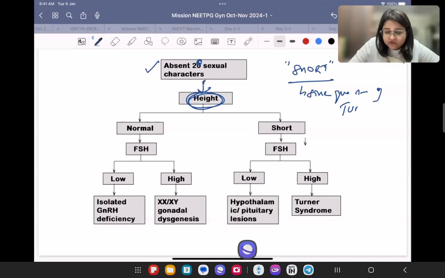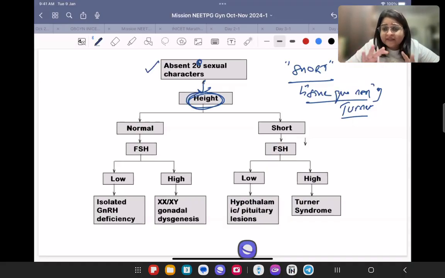Turner syndrome. What do you mean by sine qua non? I don't know how to pronounce it, but this is Latin for everybody has short height. Sine qua non ka matlab it is the compulsory feature. Always present. All Turner girls are going to be short. Baki coarctation of aorta, streaked gonads, shield-like chest, webbing of neck, and the cubitus valgus.